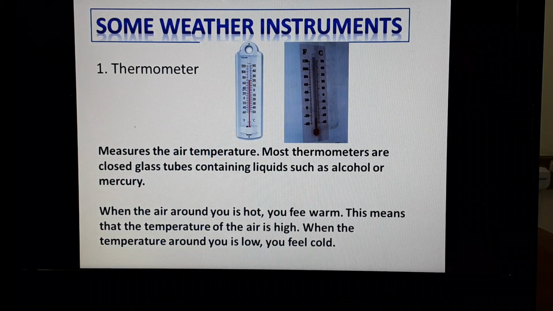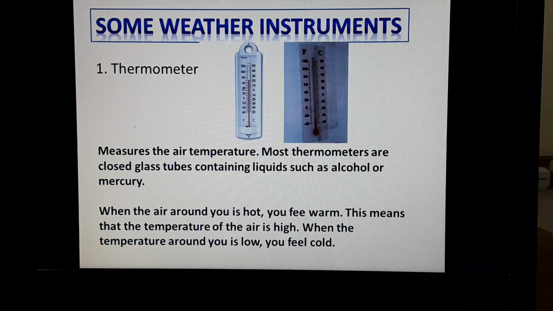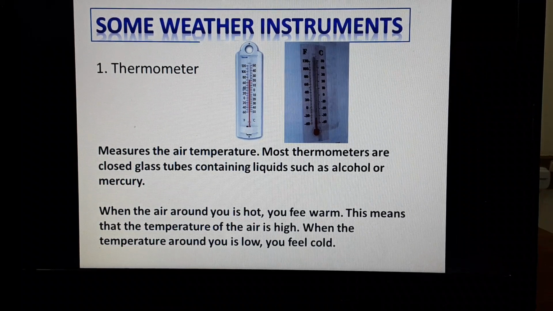Most thermometers are closed glass tubes containing liquids such as alcohol or mercury. If you see the red line at the middle of it, that is what you're going to look at to check the temperature for the day. When the air around you is hot, you feel warm. This means that the temperature of the air is high. When the temperature around you is low, you feel cold. Okay, so remember the first weather instrument, the thermometer.